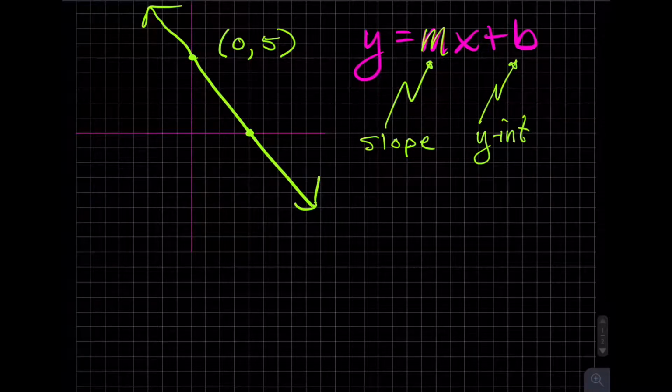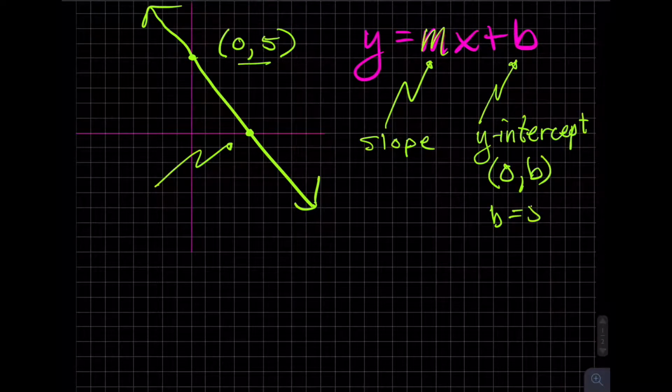So it itself is not the y-intercept. The intercept is a point, and so the intercept would be (0, b). In this case, for the line that's graphed over to the left here, I have a y-intercept of (0, 5), which means my b is equal to 5.